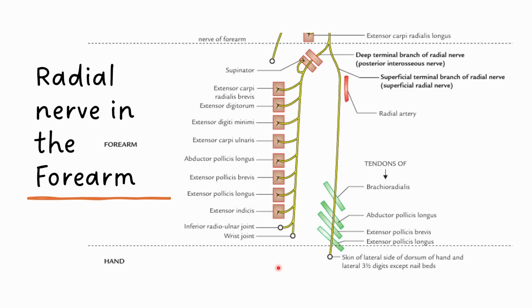In the forearm, the radial nerve supplies the extensor compartment of the forearm through its deep terminal branch, which is otherwise known as the posterior interosseous nerve. And through its superficial terminal branch, it supplies the skin of the lateral side of the dorsum of the hand as well as the lateral 3.5 digits except for the nail beds. So let's study each of these nerves, the branches, individually.